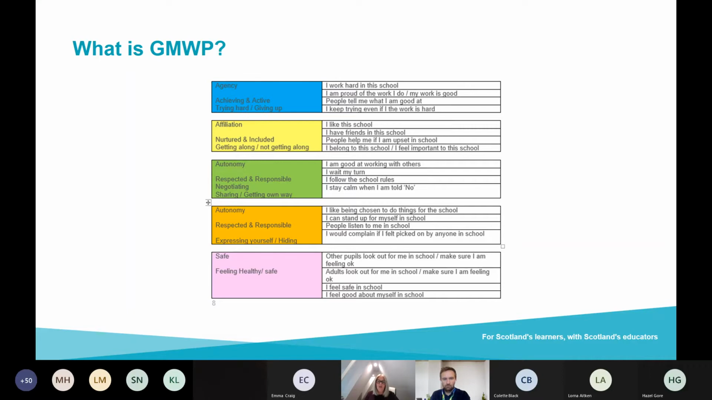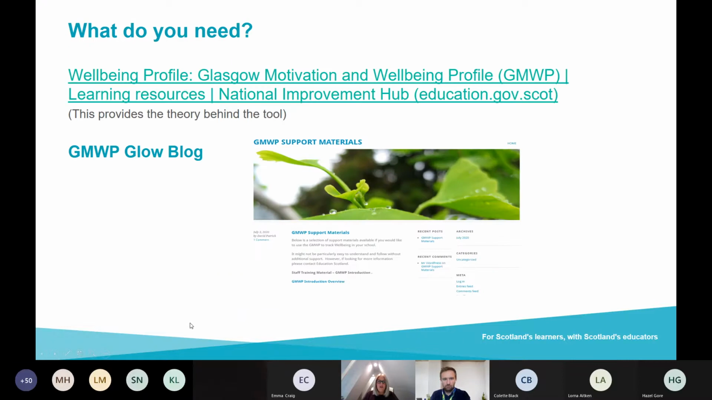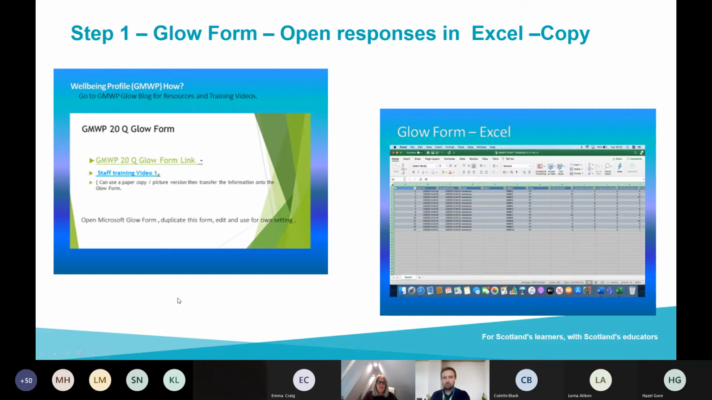So as we move on, we're thinking, how will we get started? If this is something that you think may be useful for your school, your local authority or your class to look at this year, this is where you can find the resources. So there are two places. You can find the Wellbeing Profile within the learning resources of the National Improvement Hub, and in this area, you'll find the theory behind the tool. Alternatively, you could go straight to the GMWP Glow blog, and here you will find very clear and short instruction videos and all of the resources that you'll need to be able to take this forward within your own school setting. If we could just move on, please, thank you.